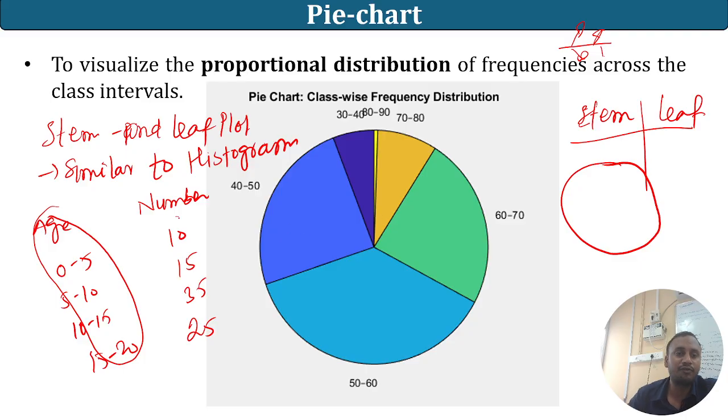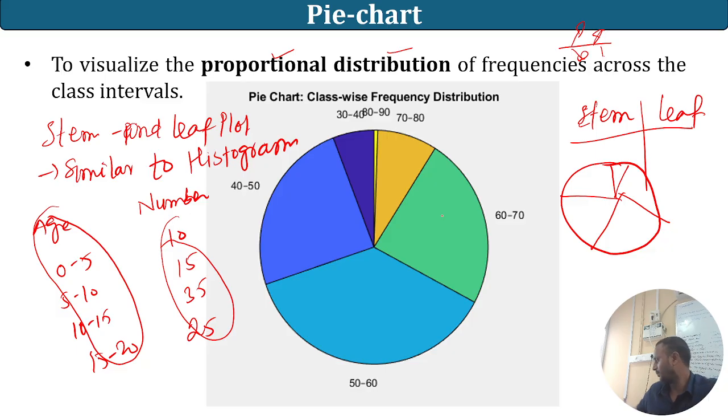We have to take the total number, 25, 35, 15, 10, whatever the numbers come. Then we say in the first class we have this much number, then the second class, third class, then fourth class. So we have to show the proportional distribution, the distribution across the classes. Okay.